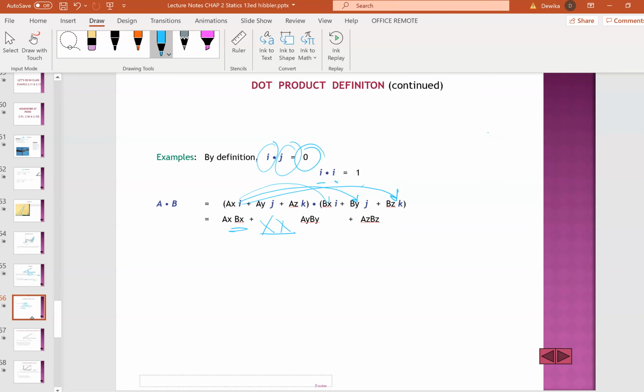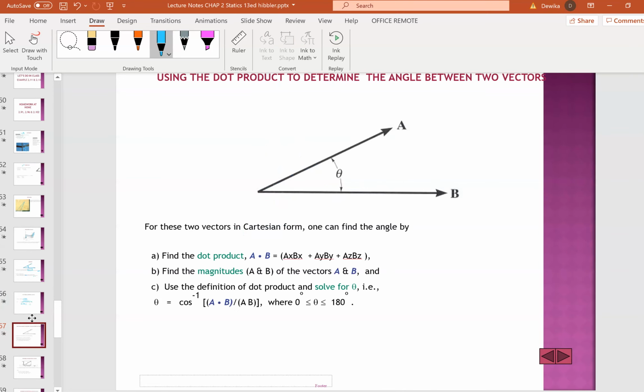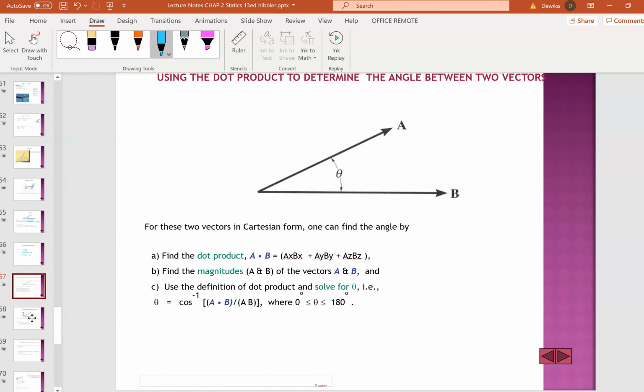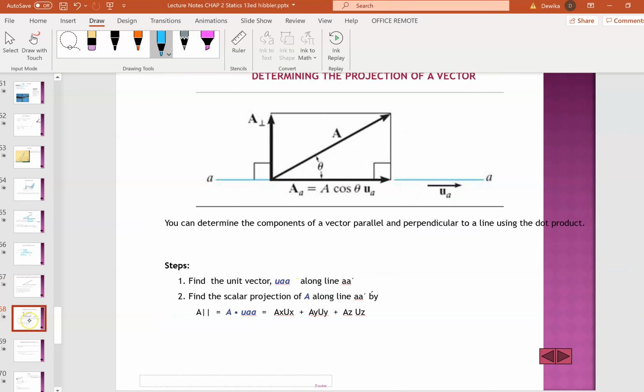So when you open up, you actually have to multiply, leaving you with AX BX, AY BY, and AZ BZ. So that is the dot product. With that, you can actually find the angle, because theta is actually the inverse cos of A dot B divided by AB. First we look at the theory, then I will go into the calculation. I'll show you an example.